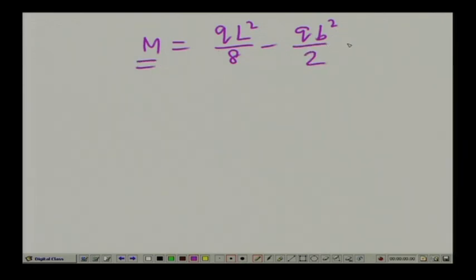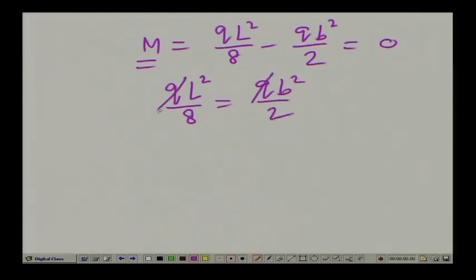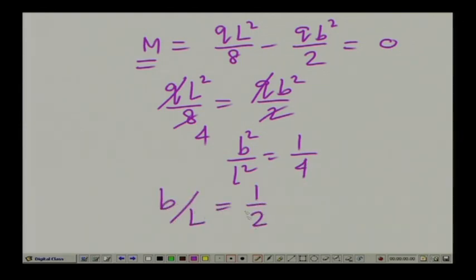Since the moment criterion is that the moment has to be equal to 0, we write Q L square by 8 is equal to Q b square by 2. So, Q gets cancelled, and we get b square by L square is equal to 1/4, or b by L should be equal to plus or minus half. We take the plus value because minus half has no meaning in this sense. So, b by L is equal to half.